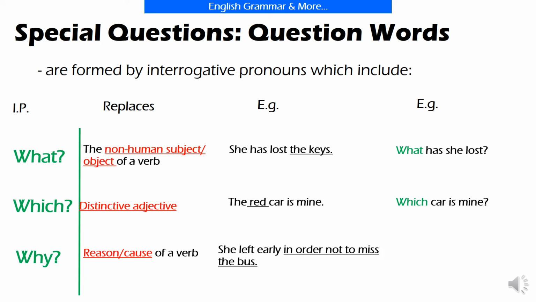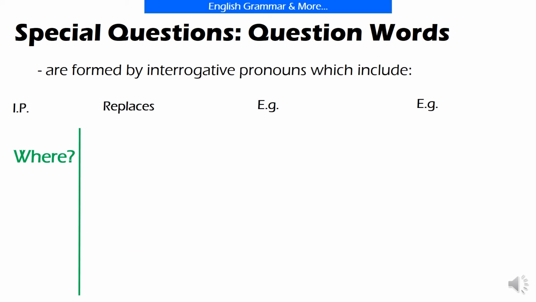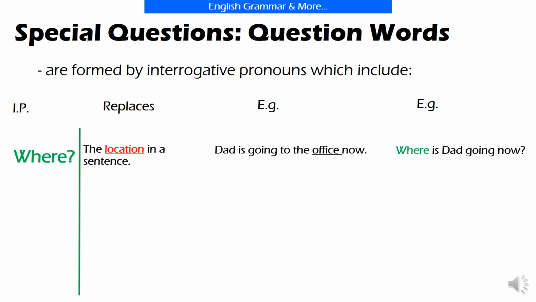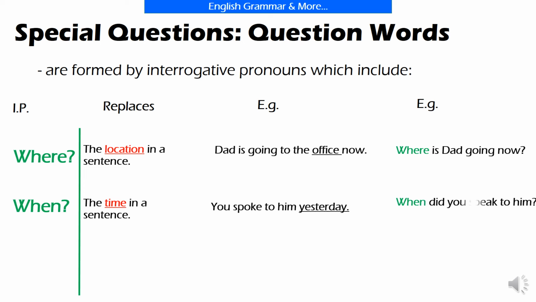We use why when we ask about the reason or cause of a verb. For example, she left early in order not to miss the bus. Why did she leave early? We use where when we ask about the location in a sentence. For example, Dad is going to the office now. Where is Dad going now? We use when when we ask about the time in a sentence. For example, you spoke to him yesterday. When did you speak to him?